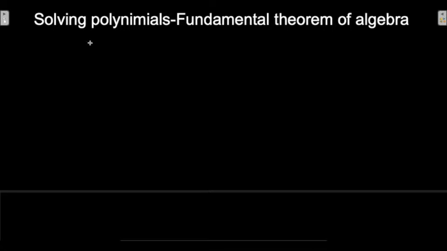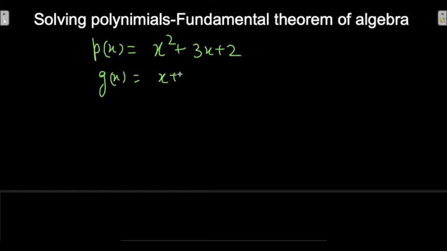Now let's for example take a polynomial p of x which is equal to x square plus 3x plus 2. Let us for example take one more polynomial, say g of x, which is x plus 1, and I'll tell you why I have taken this polynomial x plus 1. And now let us divide p of x by g of x.